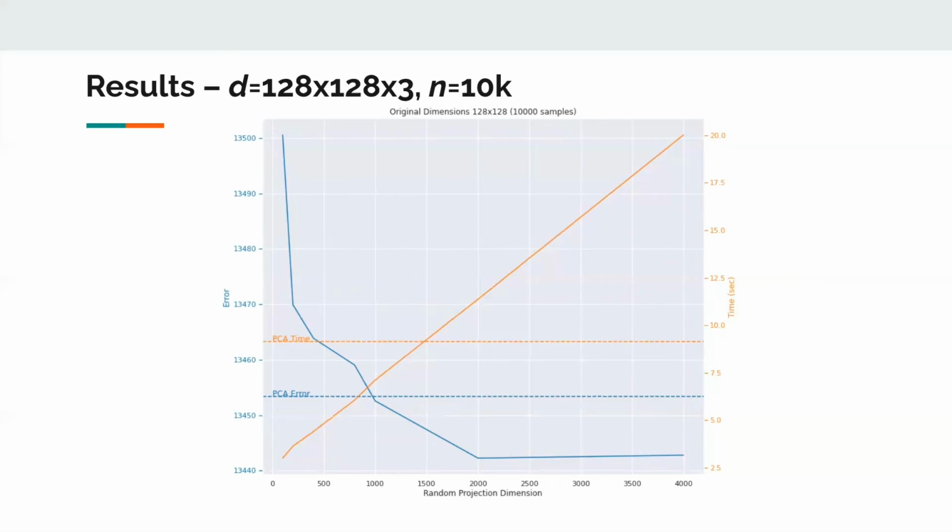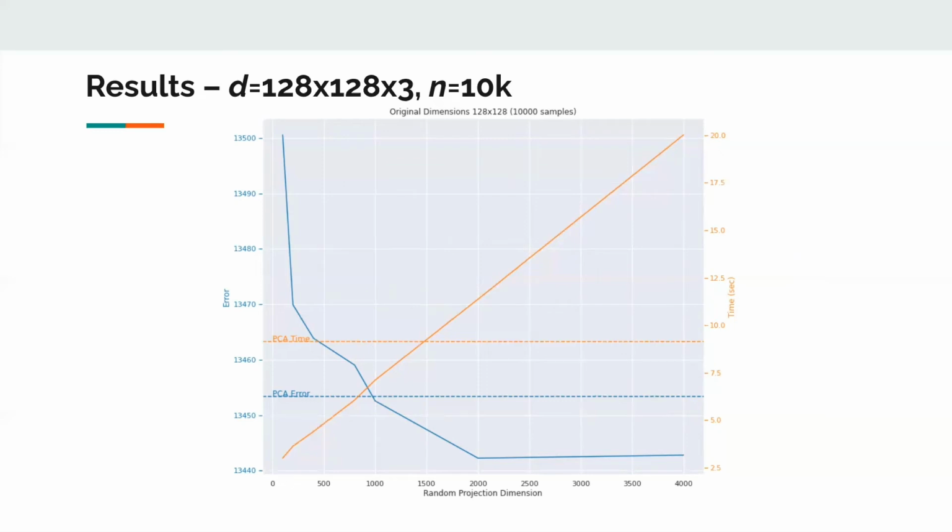There are two important points in this plot. First, let's look at the point where blue lines intersect, right here. That point is the place where the errors of the two methods are the same. When we compare time values at that point, we can see that PCA requires more time than random projection. So random projection is better.